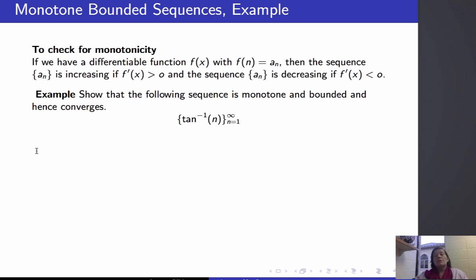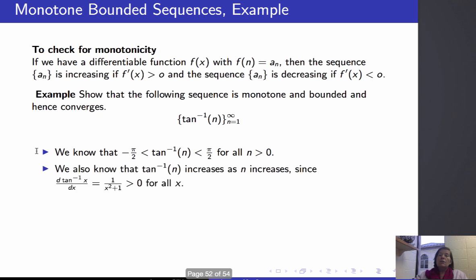Suppose I want to show the following sequence is monotone, either always increasing or decreasing, and bounded. And if I know that, I know it converges according to the theorem. So let's look at the sequence whose nth term is tan inverse of n, and n runs from 1 to infinity. And I know minus pi over 2 is always less than or equal to tan inverse of any number, which is less than pi over 2. So this is certainly a bounded sequence.